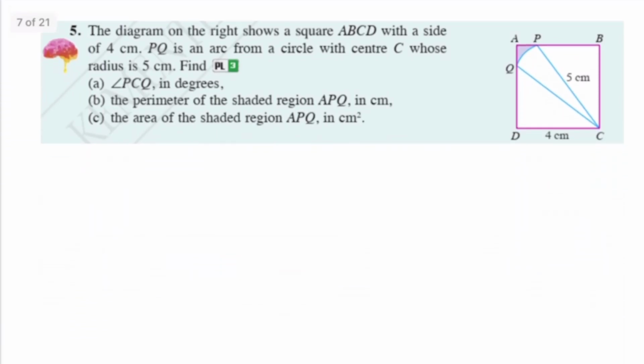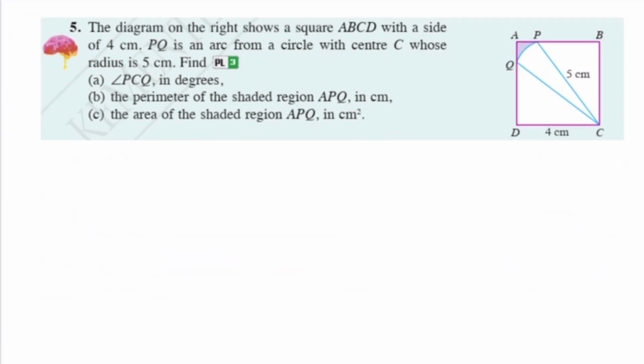Moving on to question number 5. The diagram on the right shows a square ABCD with a side of 4 cm. PQ is an arc of a circle with center C whose radius is 5. Calculate angle PCQ in degrees. To find angle PCQ, if I know this is a square, this is 5. Can you see the radius is 5? So we can find this angle first. PCQ is the angle between, maybe you can call that theta. I'm going to call this alpha.